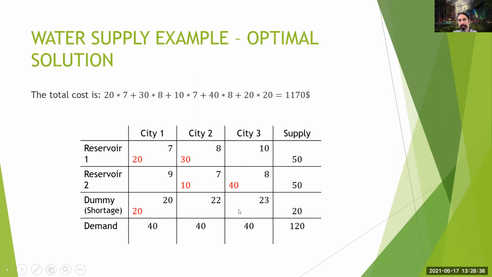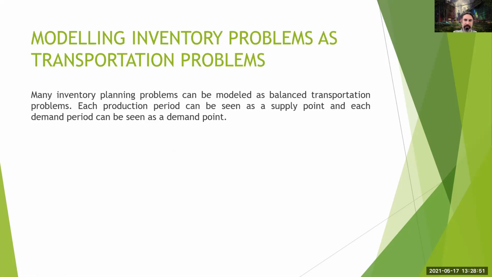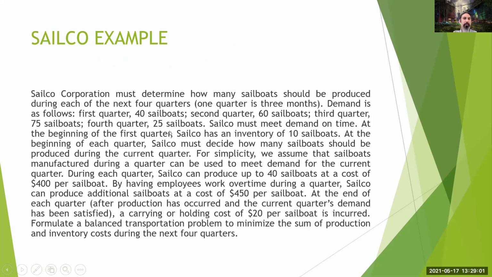So we add more variables and another constraint. When we add a dummy, either a supply or a demand, we get more variables and one more constraint. So this is okay. We can model other problems as transportation problems as well. For example, we can model an inventory problem as a balanced transportation problem. This is something you will remember when you see, I hope, the Sailco example.